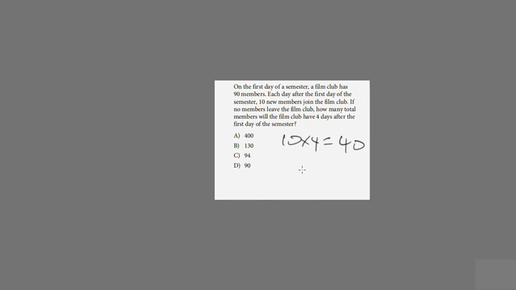So when you want to get the totality, we're asked how many total members. So total members will now be 40 plus the original 90 members. So 40 plus 90 will give you what? 130 members. Right answer is option B.